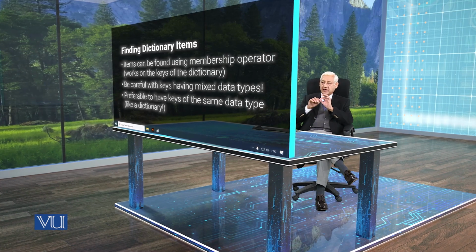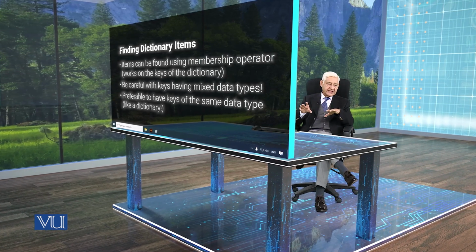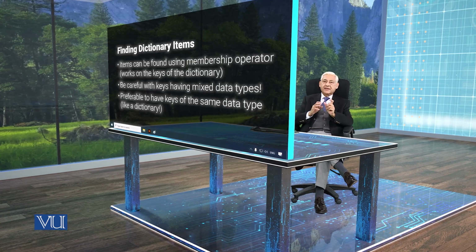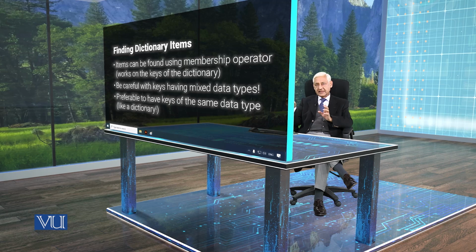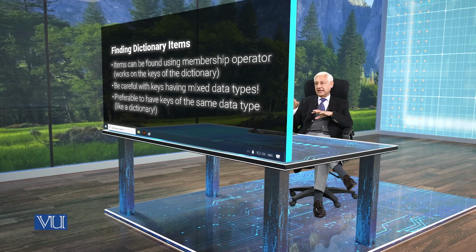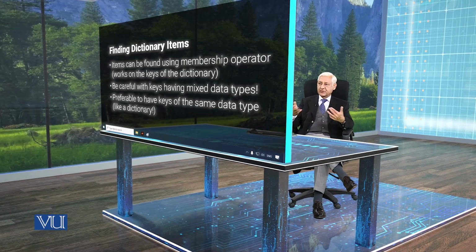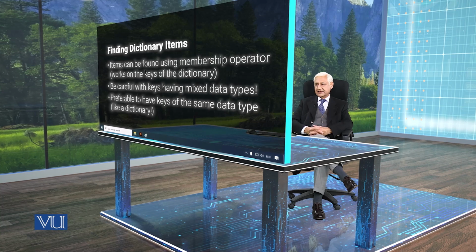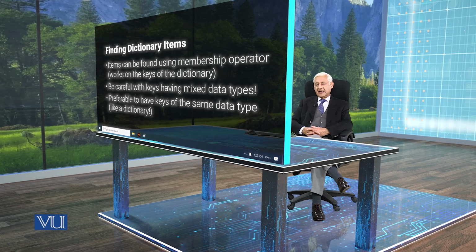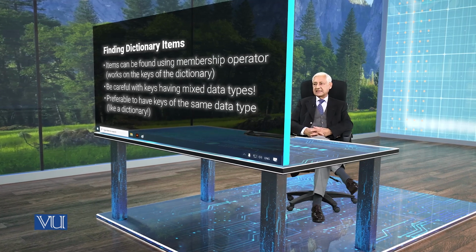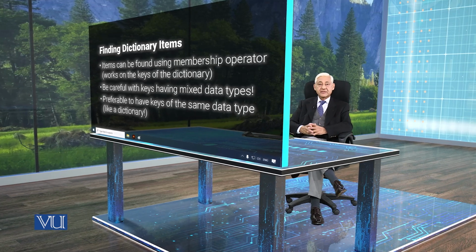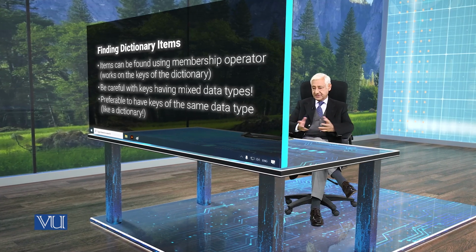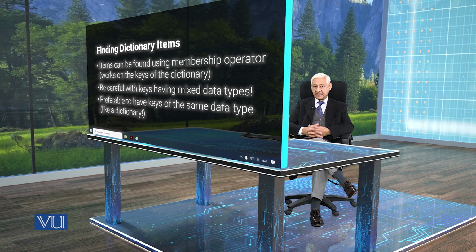So if we say if a value in dictionary, then the value is searched for within the keys of the dictionary. And then you obviously get true or false, and you can access the dictionary item. I have put together a little example of finding using the membership operator. We can also use it to iterate over a dictionary. It is like lists and tuples; you can iterate over a dictionary as well.